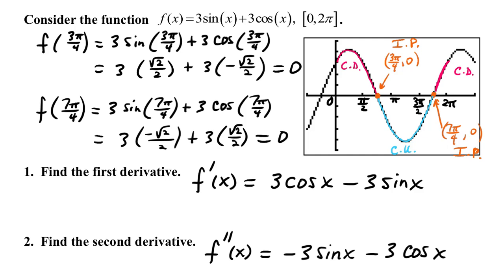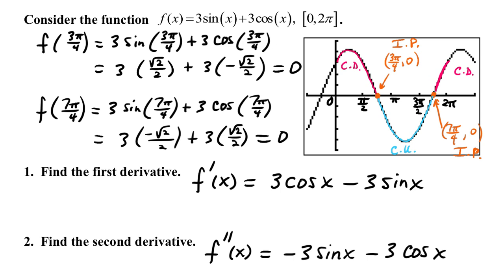Consider the function f of x equals 3 sine x plus 3 cosine x on the interval from 0 to 2 pi. On the graph to your right, I always create a little bit of cushion left of the left endpoint and right of the right endpoint. We only have to investigate the part of the graph that's between 0 and 2 pi. Those are highlighted in red and blue.